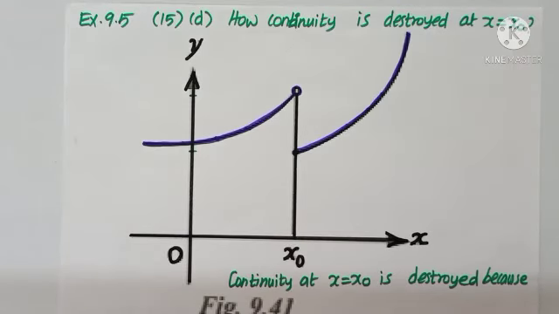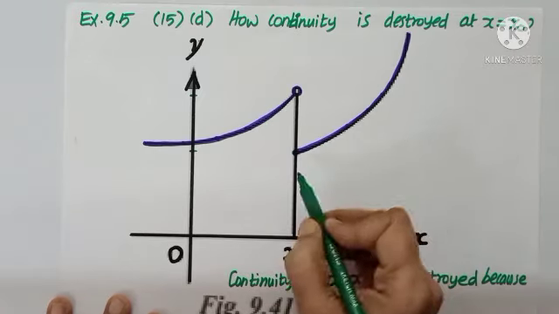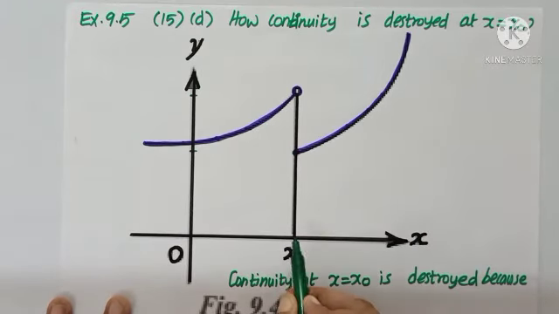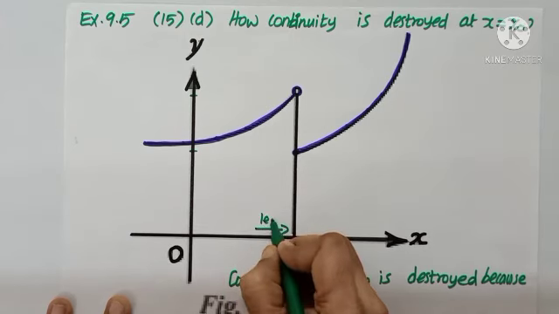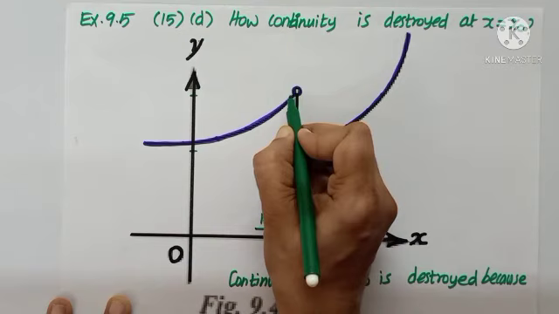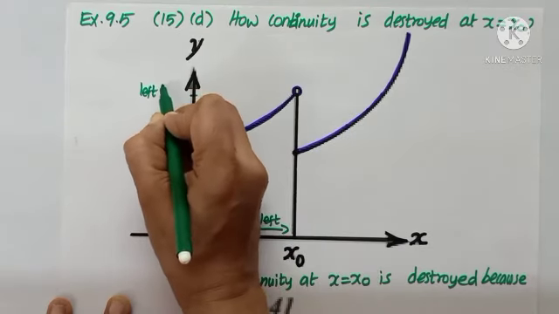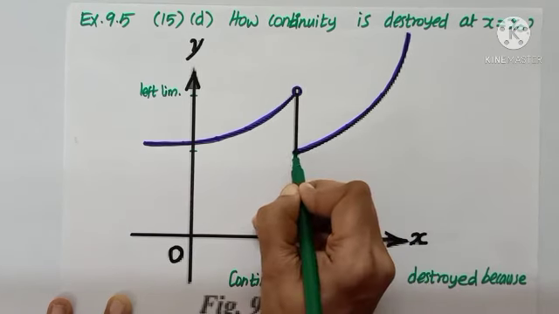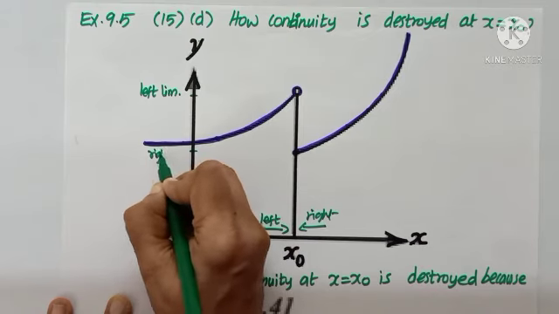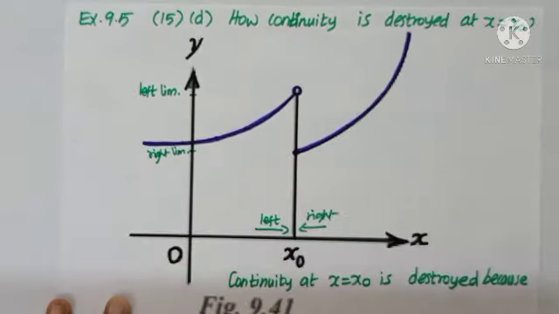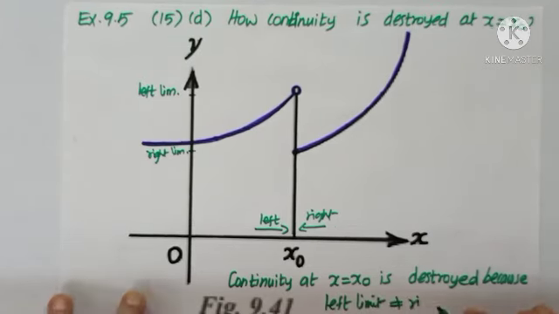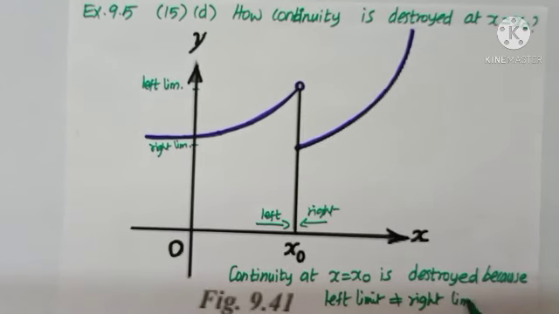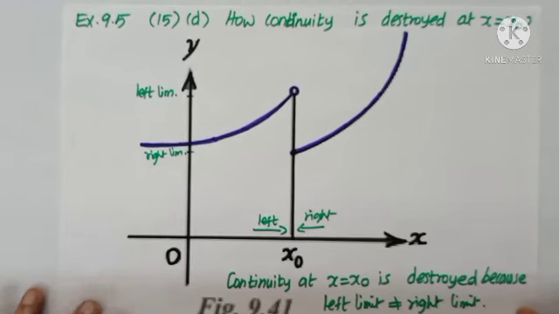D part. Given a curve like this, as I look at x naught, as x approaches x naught from the left, this is the value of left limit. As x approaches x naught from the right, this is the value for right limit. So obviously, left limit is not equal to right limit at the point x is equal to x naught. So continuity is destroyed because left limit is not equal to right limit in this case.